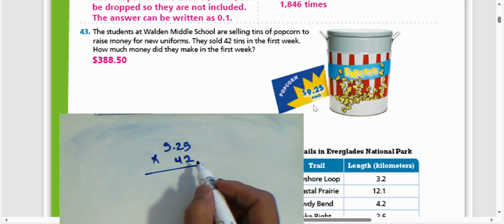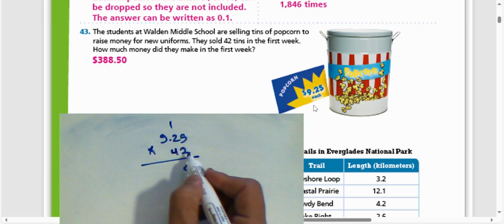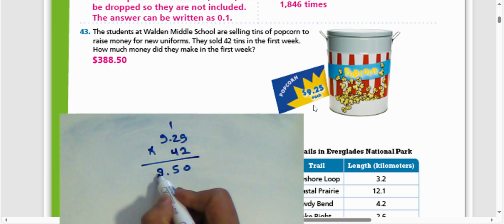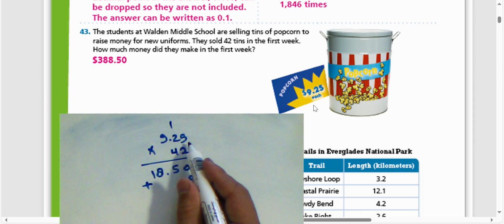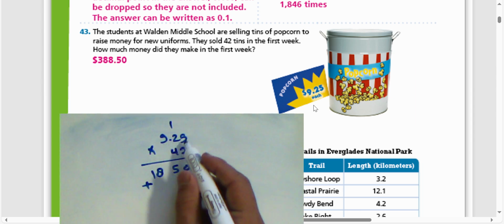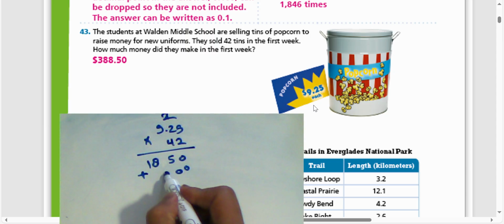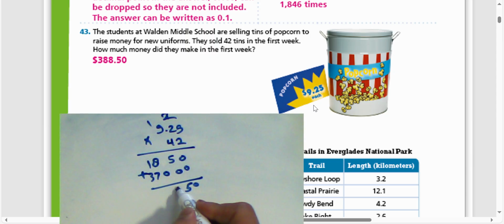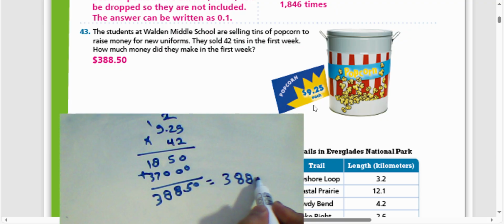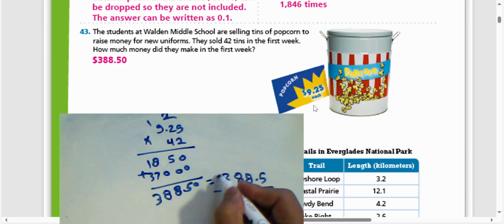2 times 5 is 10. Okay, write 0 and carry 1. 2 times 2 is 4 plus 1 is 5. 2 times 9 is 18, and then write it. 4 times 5 is 20, write 0 and carry 2. 2 times 4 is 8 plus 2 equals 10, write 0 and carry 1. 4 times 9 is 36 plus 1 equals 37, and write the answer here. Okay, the point will be after 2 places. It's equivalent to $388.50.